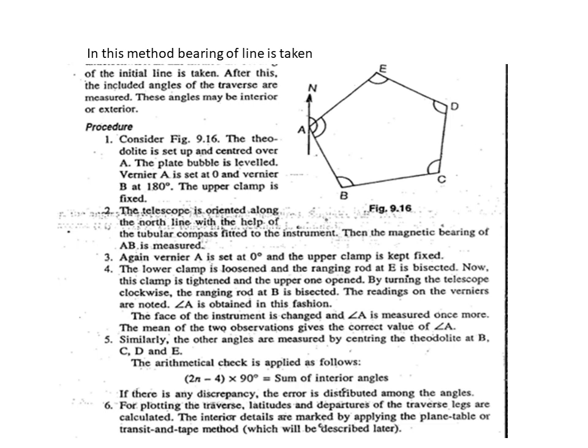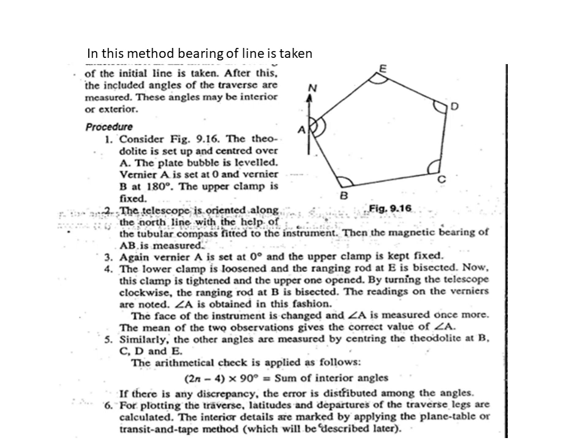Again, vernier A is set at 0 and upper clamp is kept fixed. The lower clamp is loosened and the ranging rod at E is bisected. Now the clamp is tightened and the upper one is opened. By turning the telescope clockwise, the ranging rod at B is bisected. The readings on the vernier are noted and the angle A is obtained in this fashion. The base of the instrument is changed and angle A is measured once more. The mean of 2 observations gives the correct value of angle.